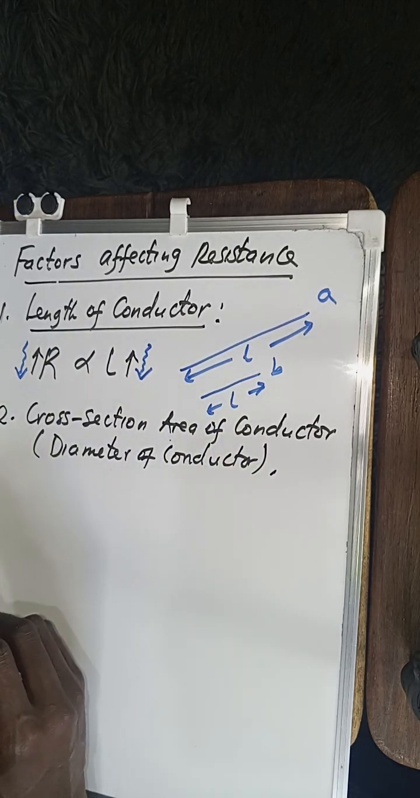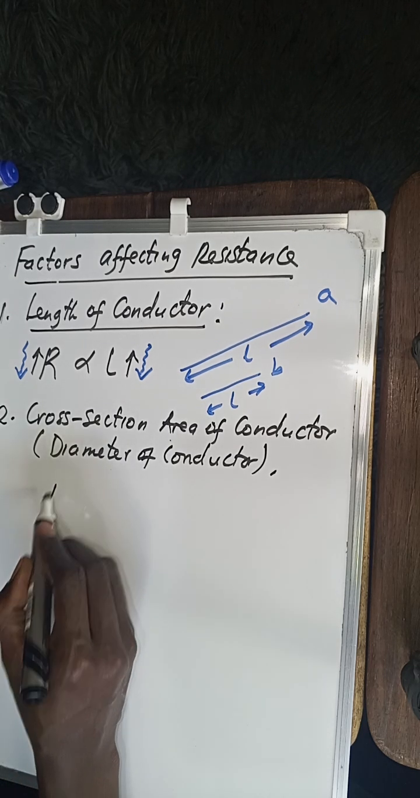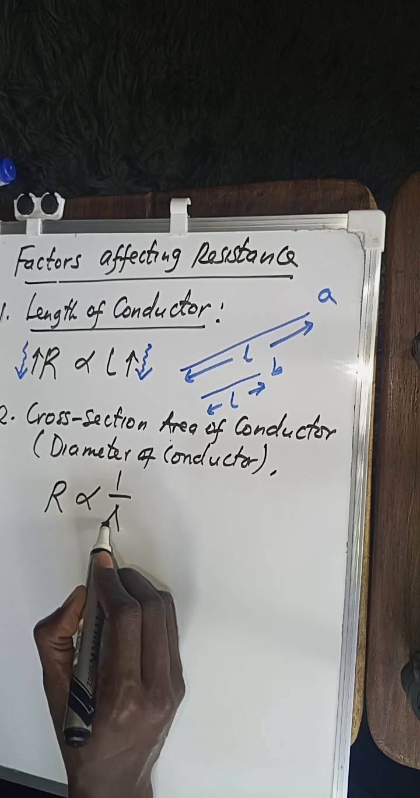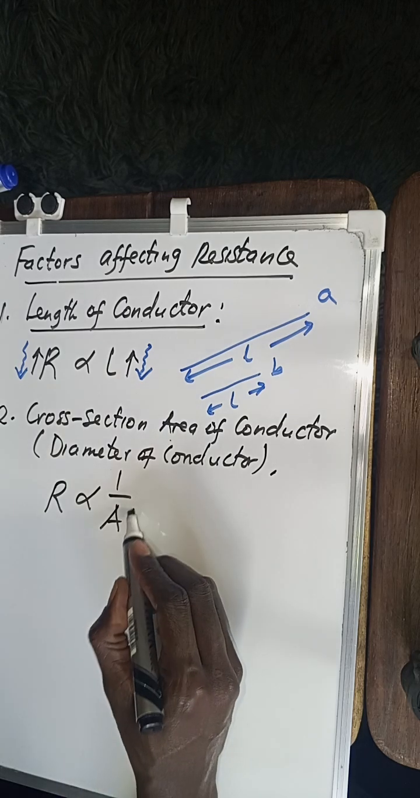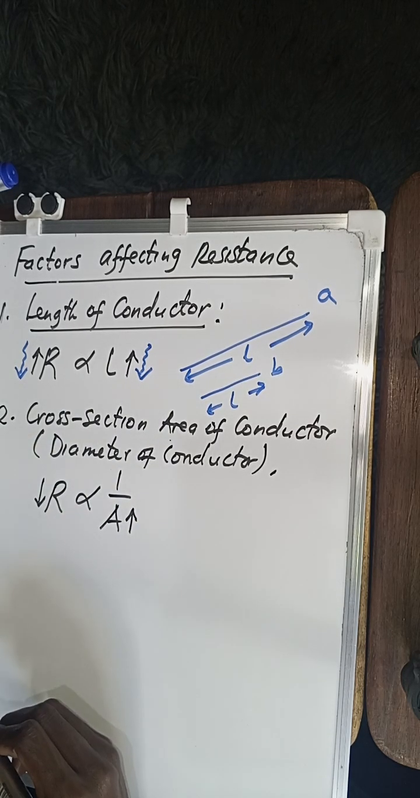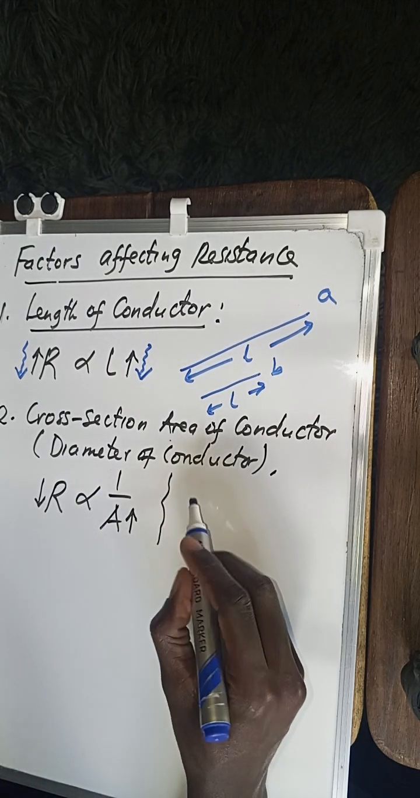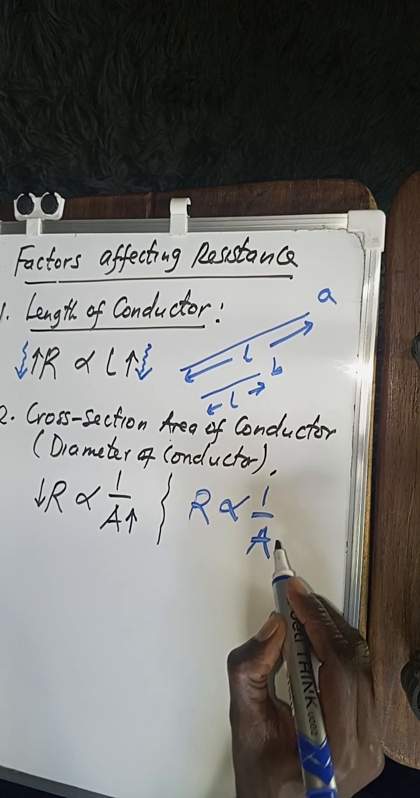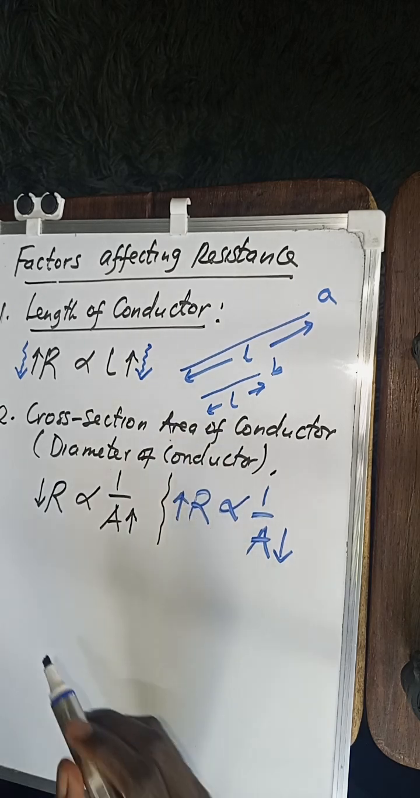Now how does this factor affect resistance? Well, resistance is inversely proportional to the cross section area, meaning when you make the area big, you are simply reducing the resistance. On the other hand, when you make the area small, you are increasing the resistance.